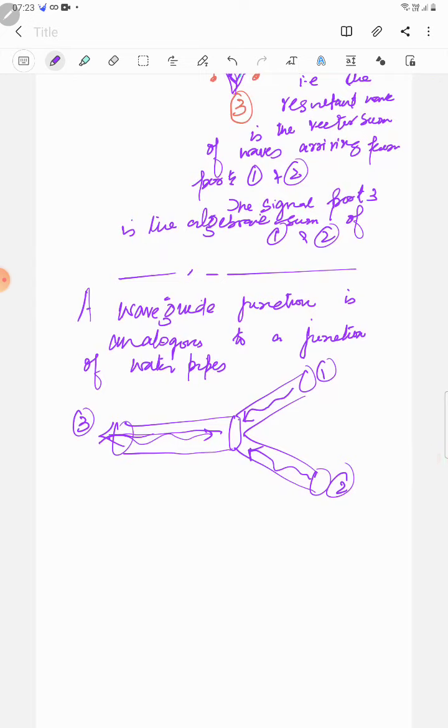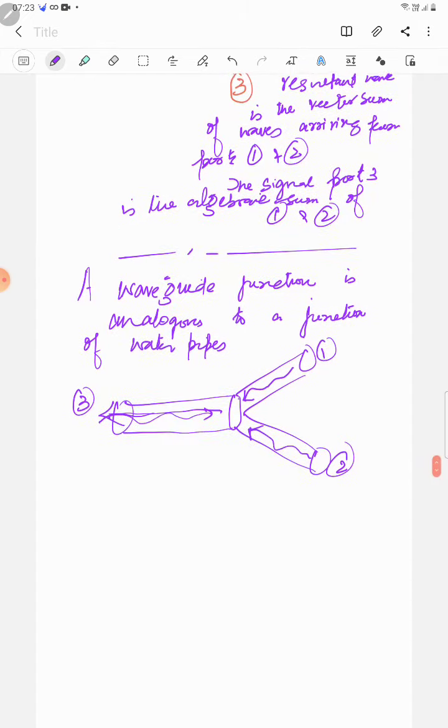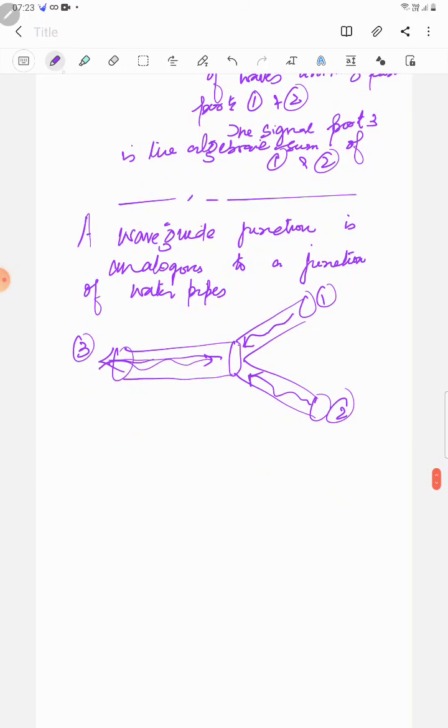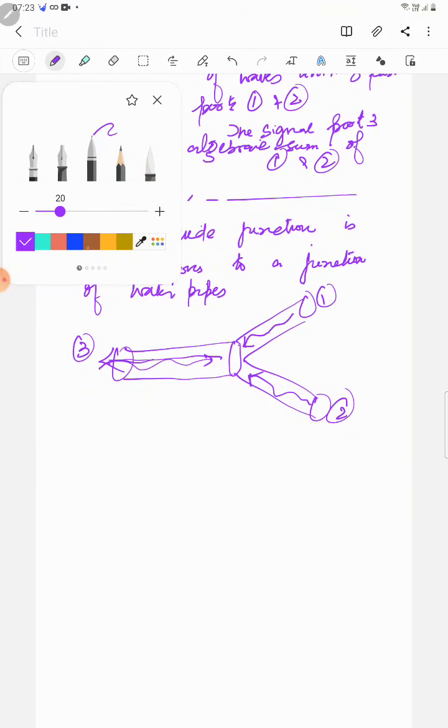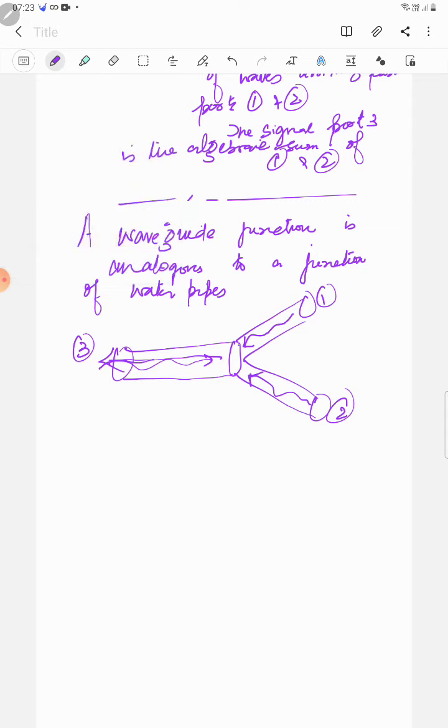Waveguide junctions also split a microwave signal into two or more signals, or combine two or more signals to a single signal. So as far as the network theory is concerned, we use a set of parameters for describing these passive components or for describing networks.